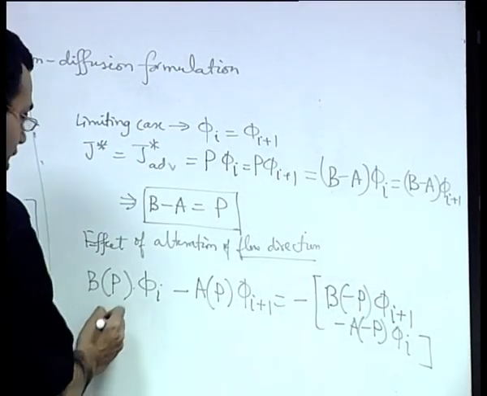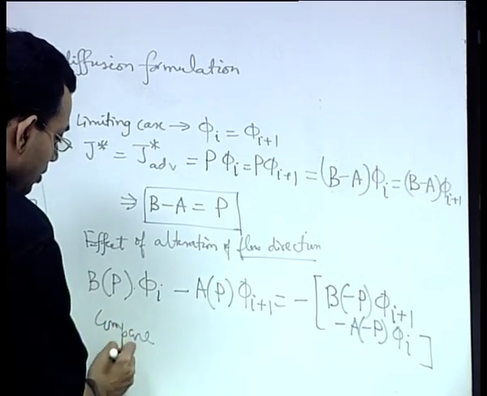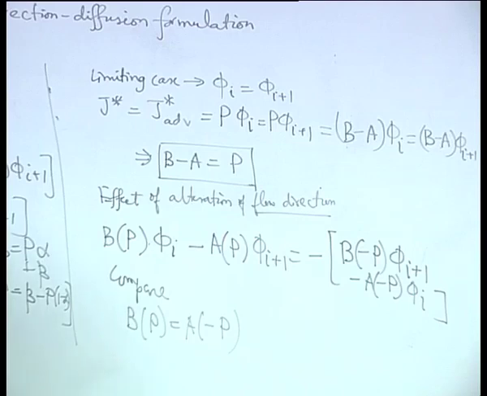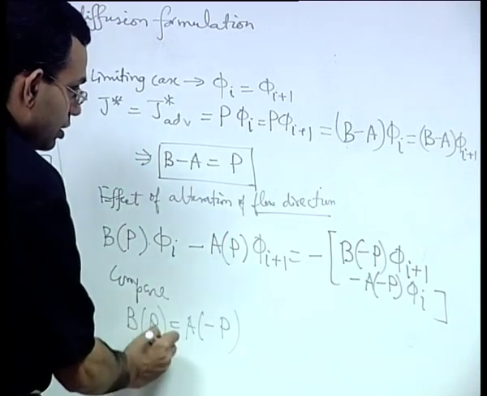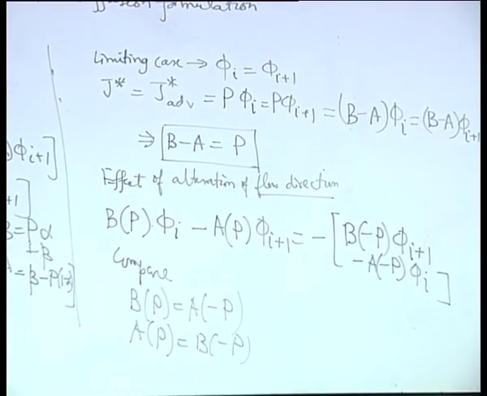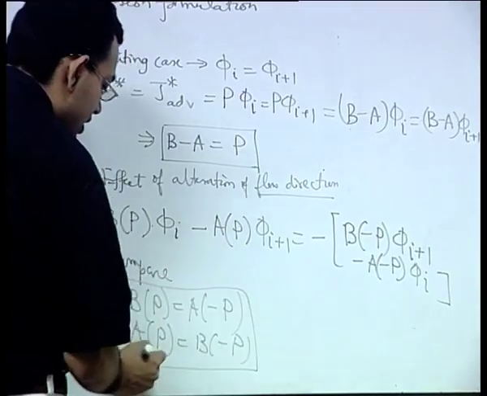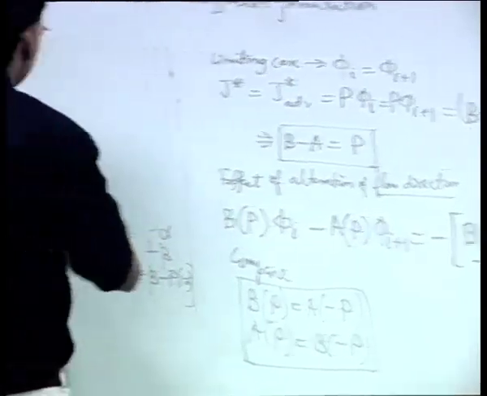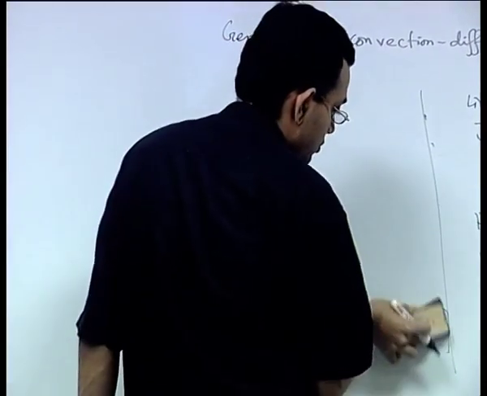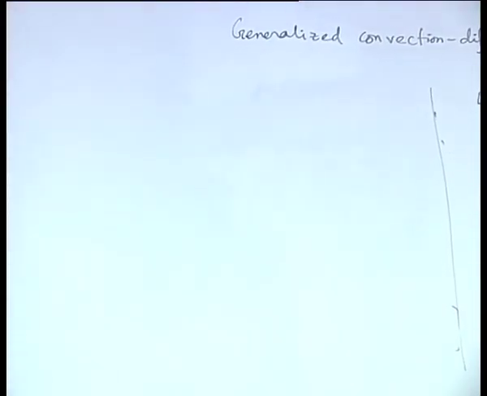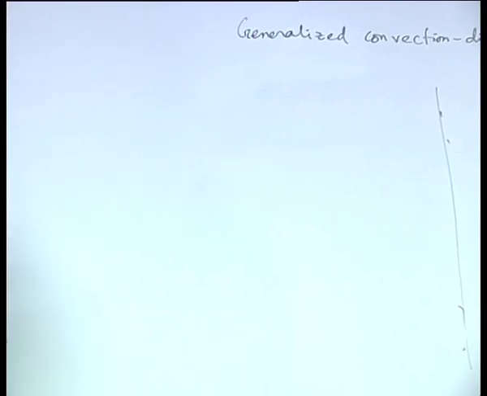So if you compare both sides, you will get B of P is equal to A of minus P and A of P is equal to B of minus P. So this is another set of interesting relationships between A and B. With these relationships, let us now try to see how we can make a plot of A and B.